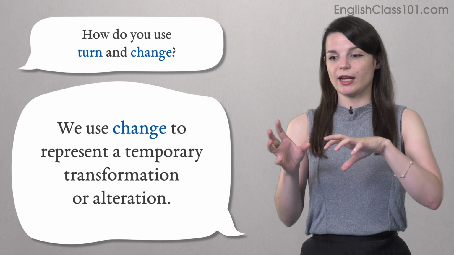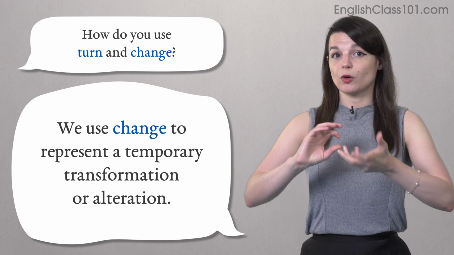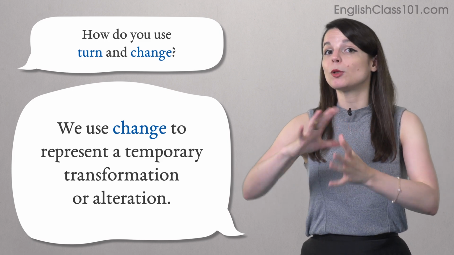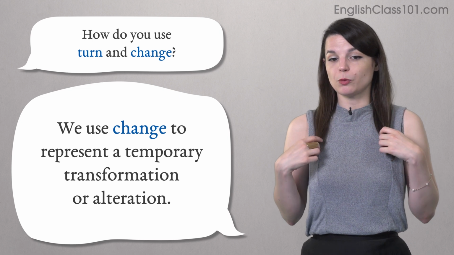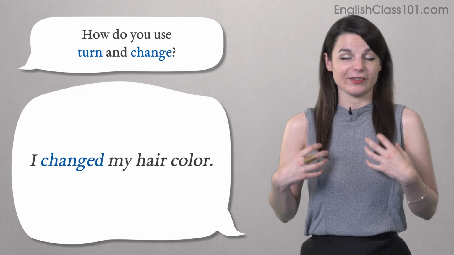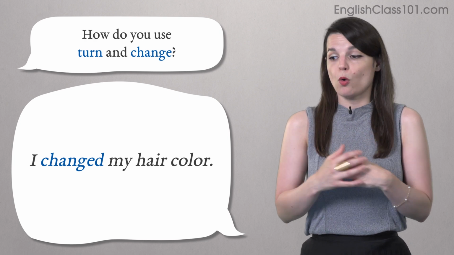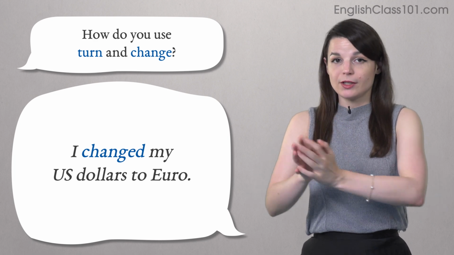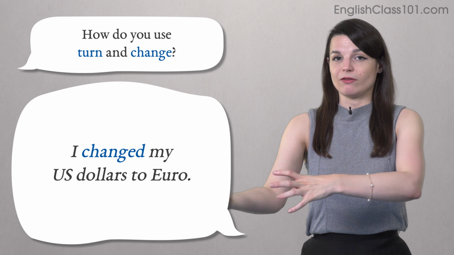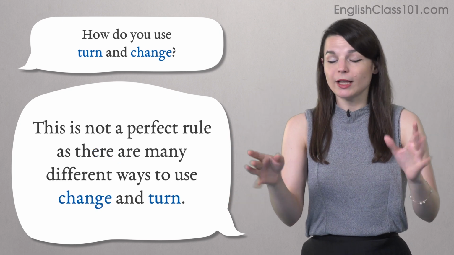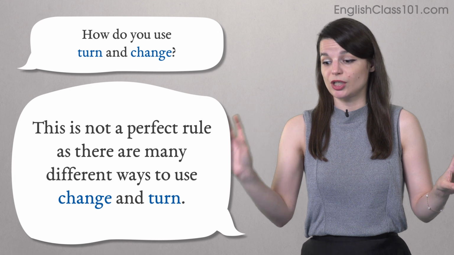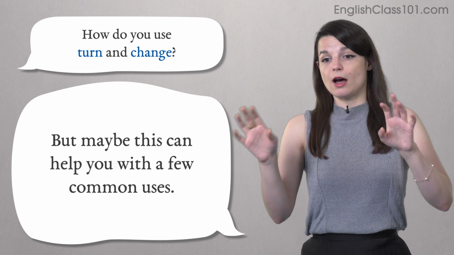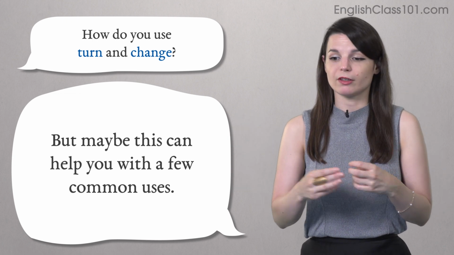So when we use change, it's to describe an alteration or a transformation, but other changes or alterations are still possible. So for example, with hair color, we could say, I changed my hair color. So it's like I made the decision, I changed it. Or when you're traveling, you can say, I changed my US dollars to euro. So more changes are possible in the future. This is not a perfect rule, and as I said, there are many different ways to use change and turn, but maybe this can help you with a few common uses relating to the meaning of become for this verb.